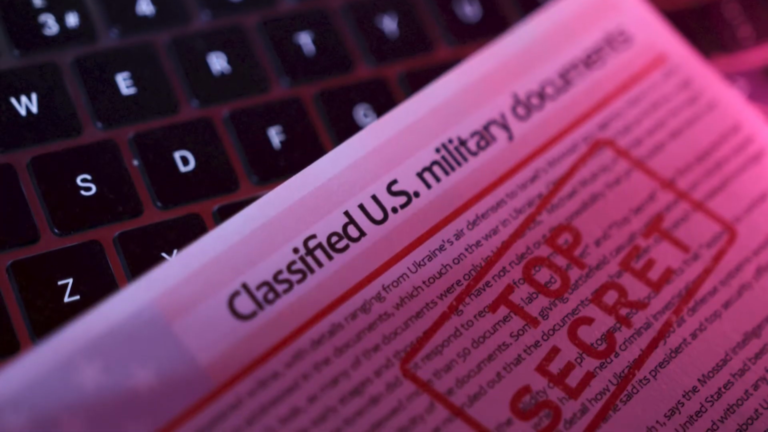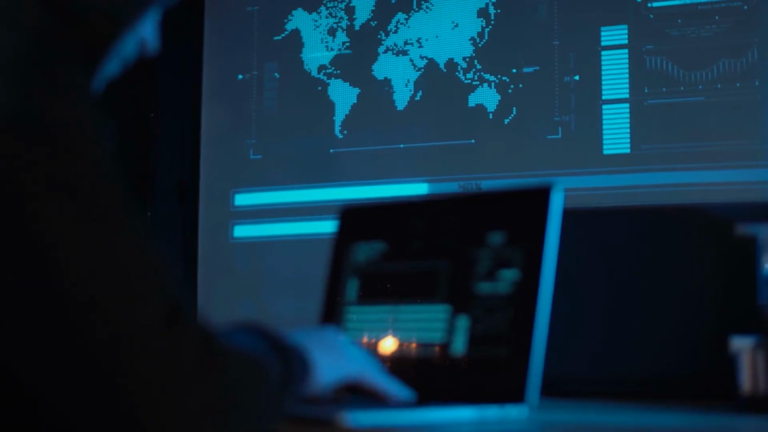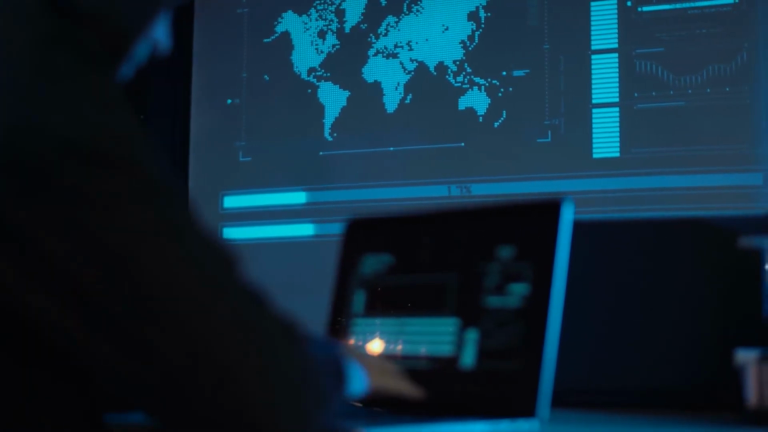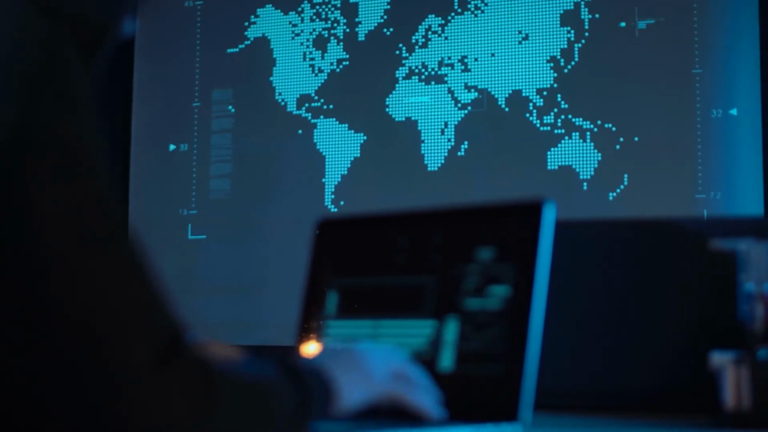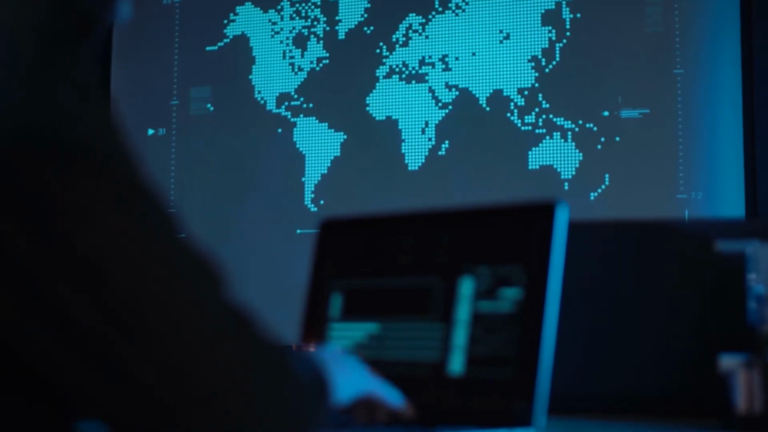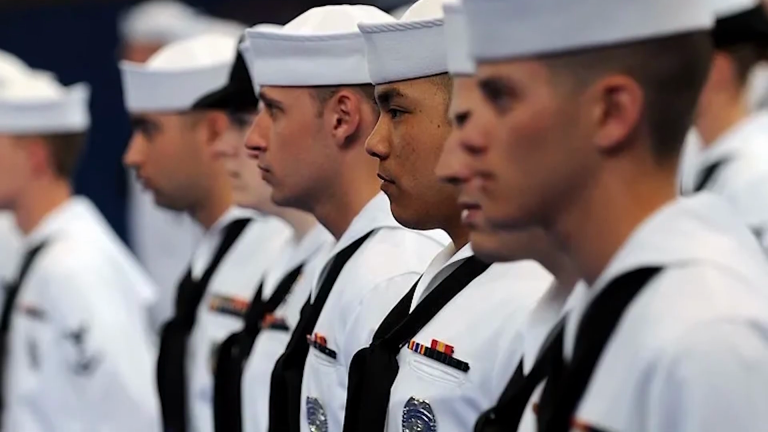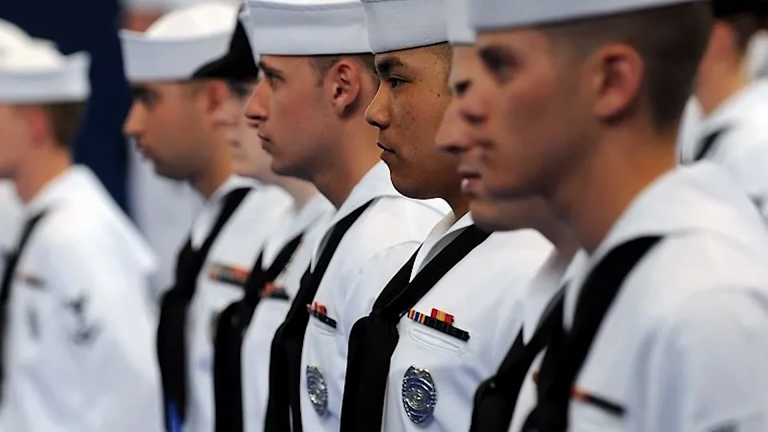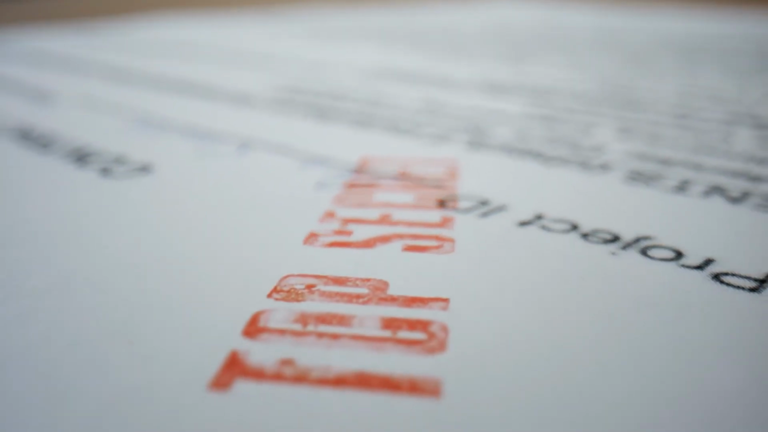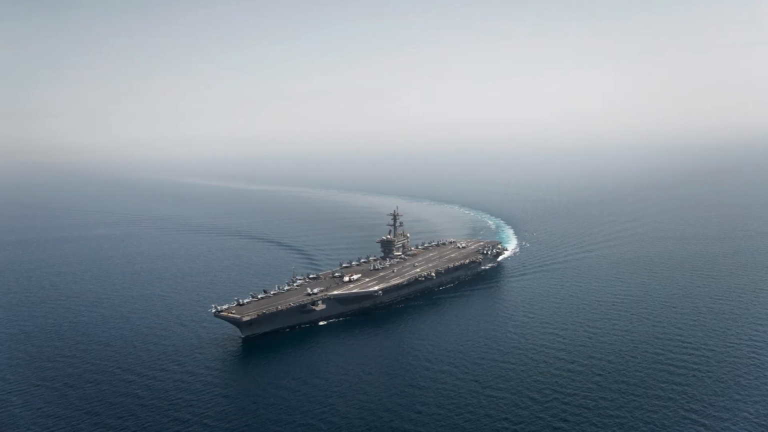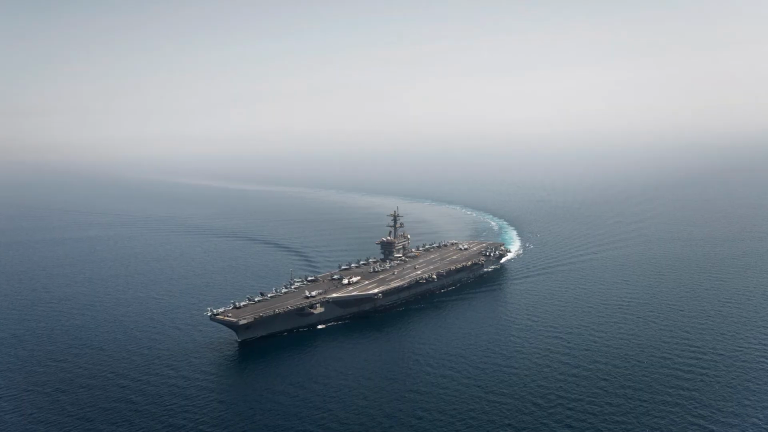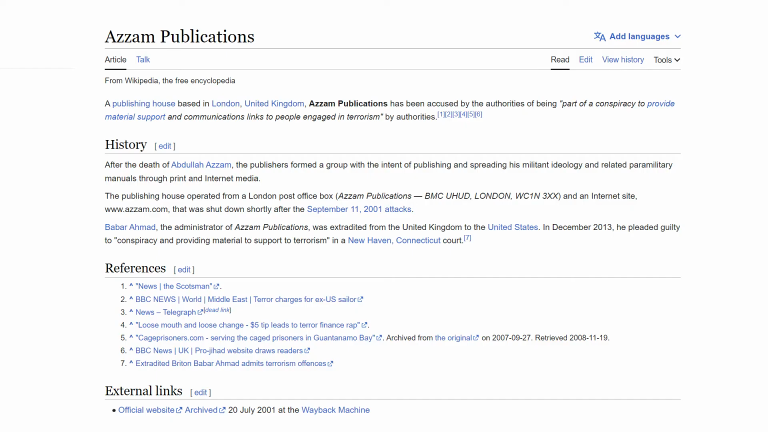Leaked Navy documents. The case of Hassan Abu Jihad was an example of how digital forensics can help solve espionage and terrorism crimes. Abu Jihad was a U.S. Navy sailor who, in 2001, leaked classified information about the movement of a naval group that was to conduct missions against al-Qaeda in the Persian Gulf. The information was sent to Azam Publications, a London-based organization that supported attacks against Americans through websites and email communications.